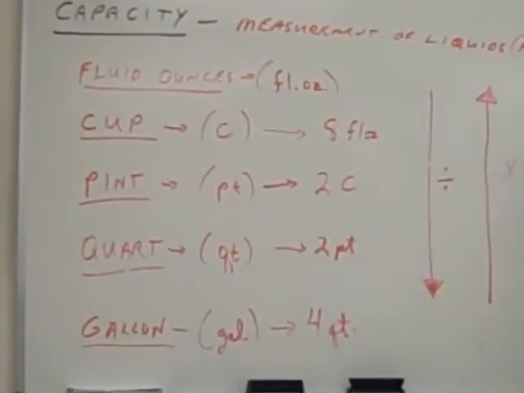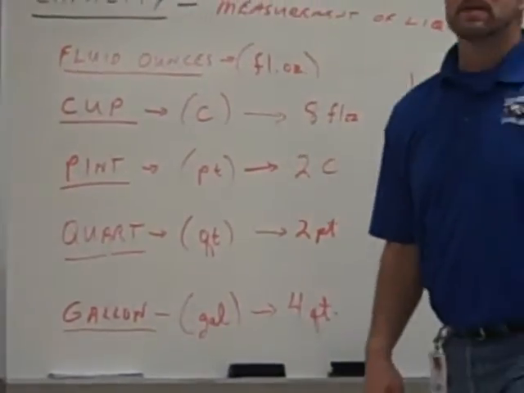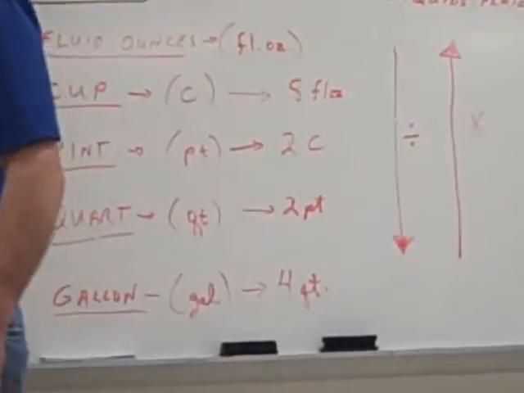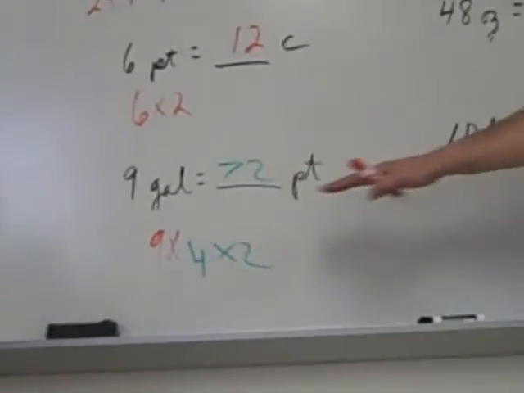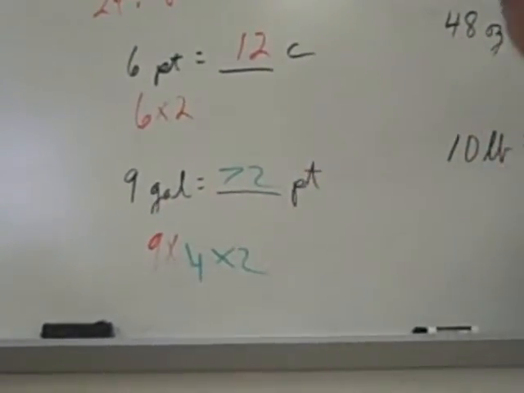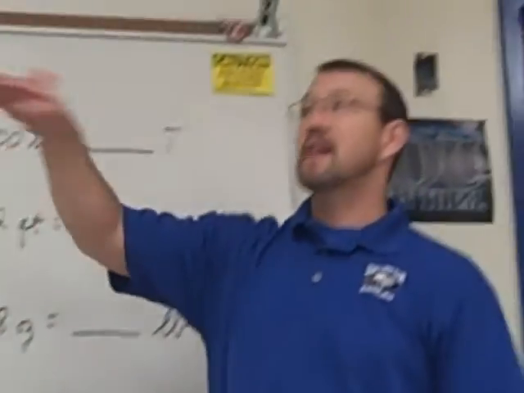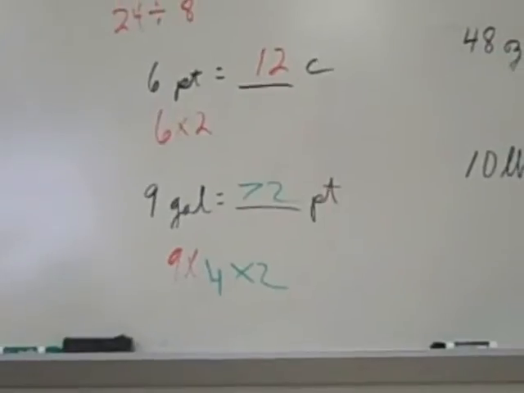9 times 4? 36 times 2? 72 pints. Does everybody see how we travel 2 lines? Because gallons and pints are not on the same level. So you got to do the gallon level first, climb 1 to get up to the pints with the quarts, all right? Now, sometimes it's kind of confusing.